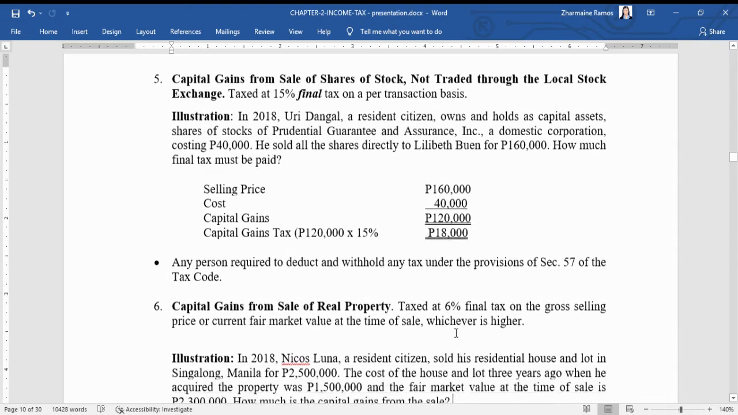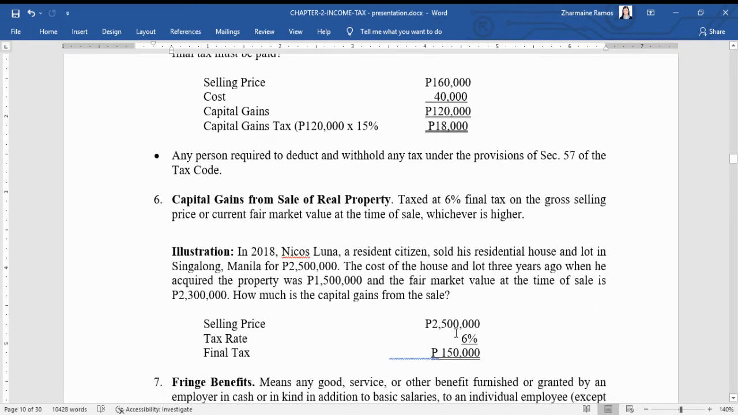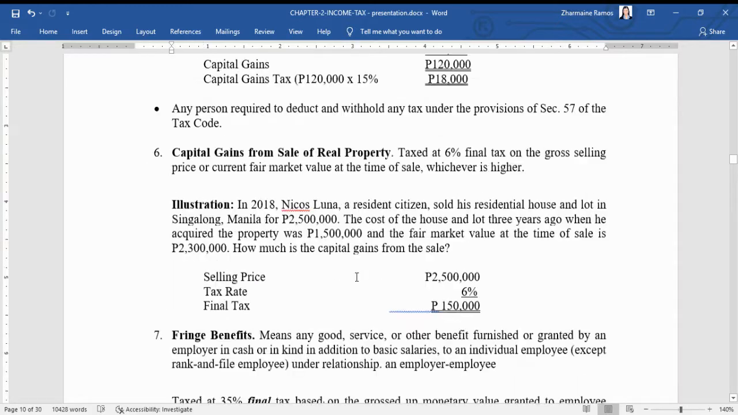Dito naman, sa real property, nakalagay dun sa rule niya na ang isa-subject mo lang sa final tax is the gross selling price or current fair market value, whichever is higher. Gross, ibig sabihin, hindi pa nababawas yung any costs gaya nitong cost when acquired of 1.5. So, yan yung capital gains.